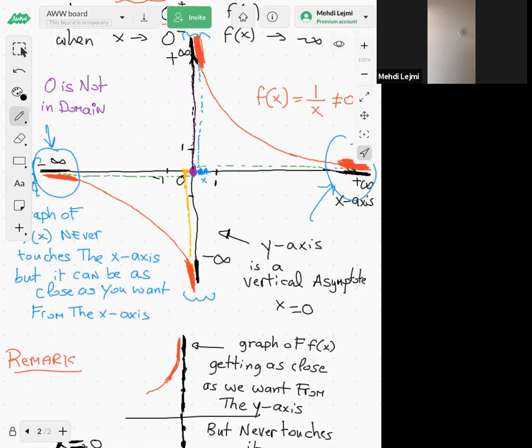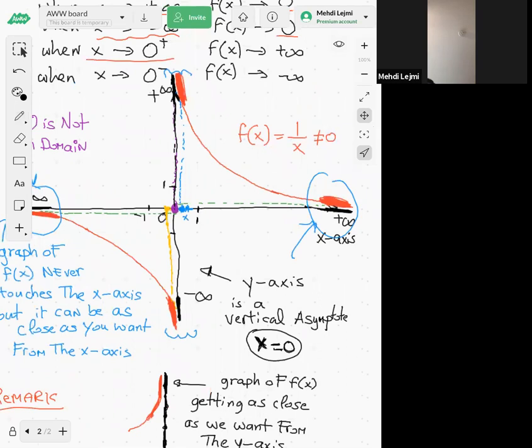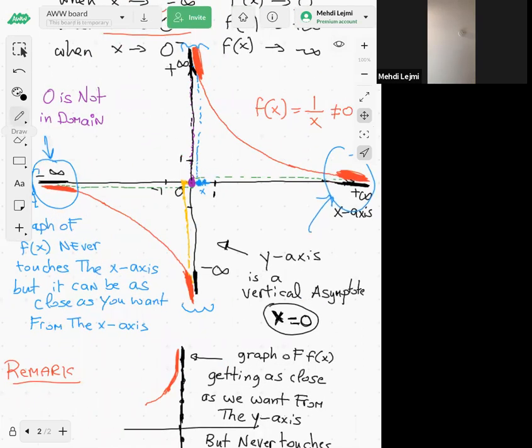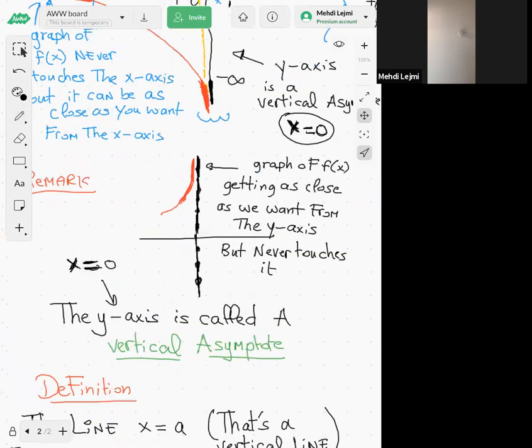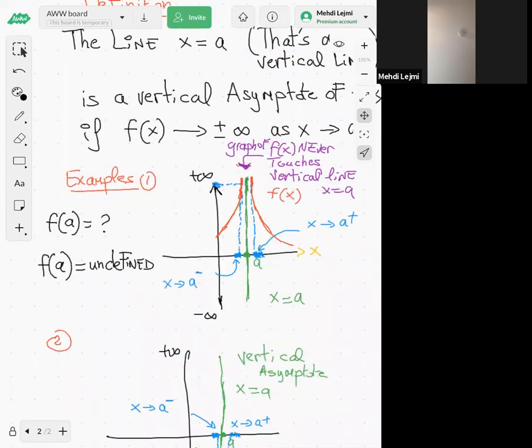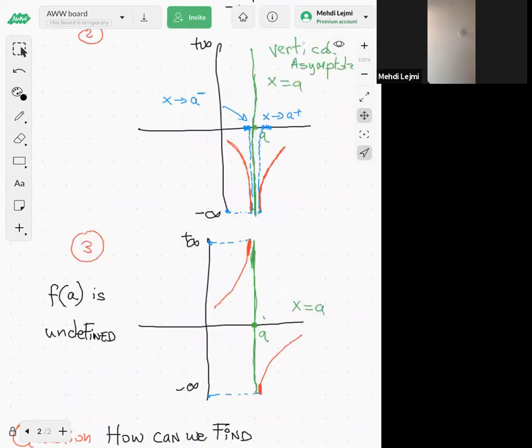And so this vertical asymptote x equal to 0 is exactly where the denominator is 0. The function f of x is 1 over x, and x equal to 0 is exactly where my denominator is 0. So this is a general fact. To find the vertical asymptote, we have to solve the denominator equal to 0.